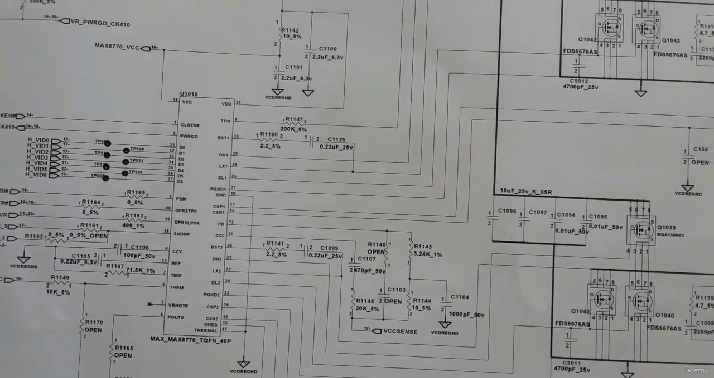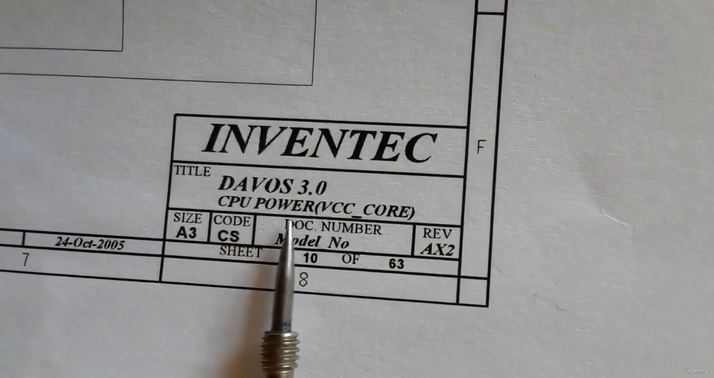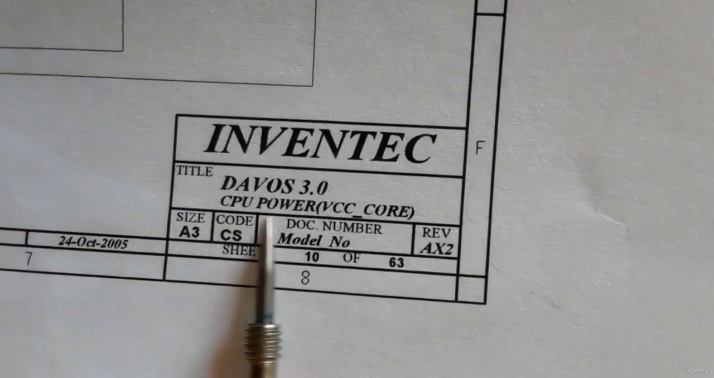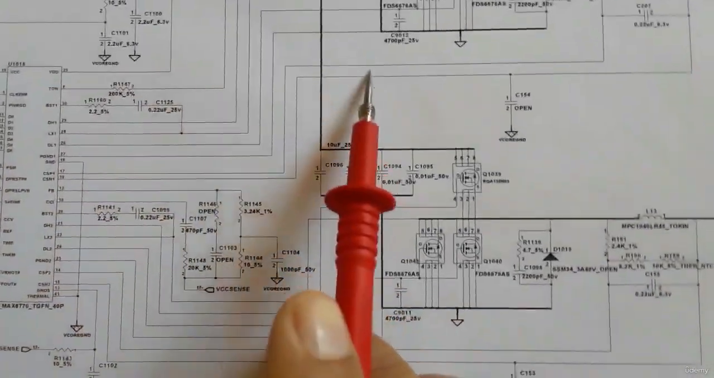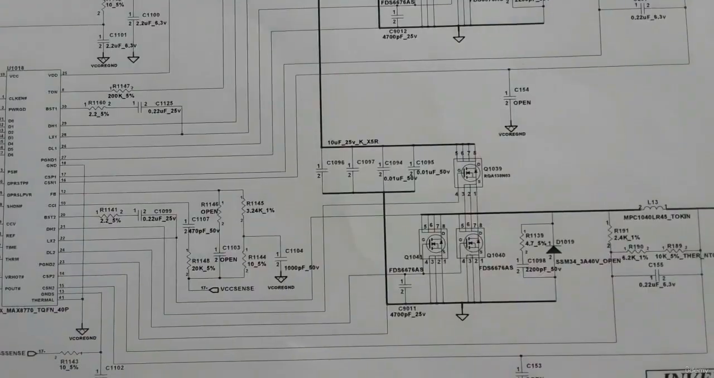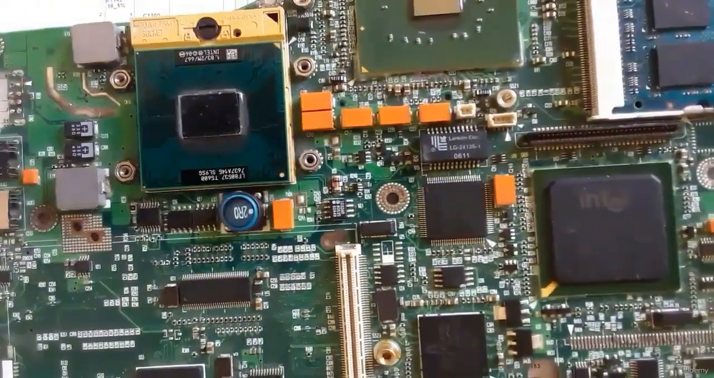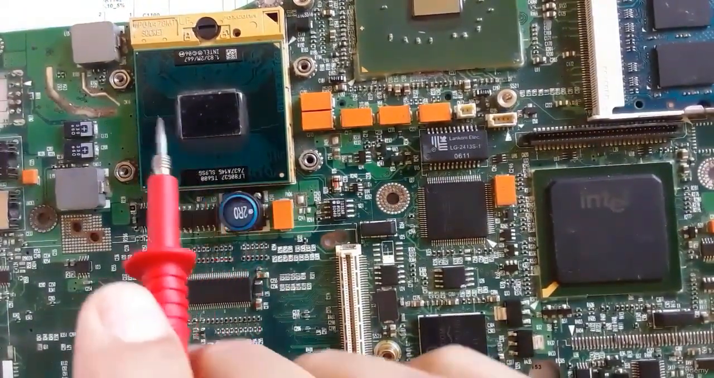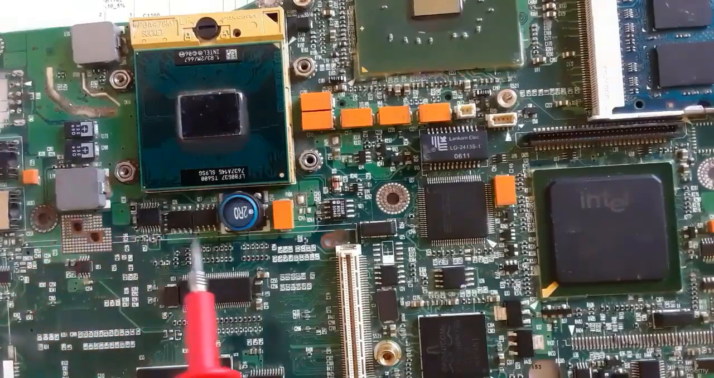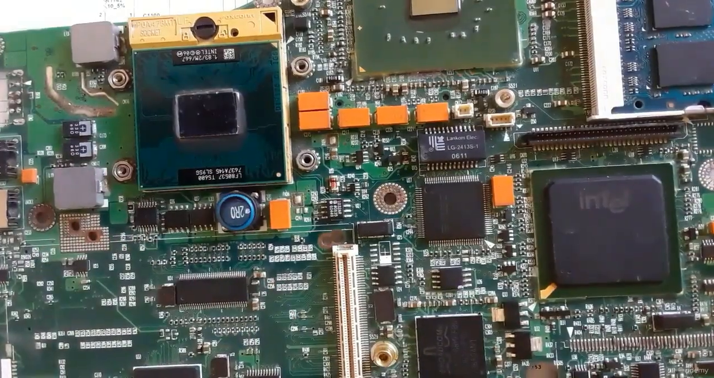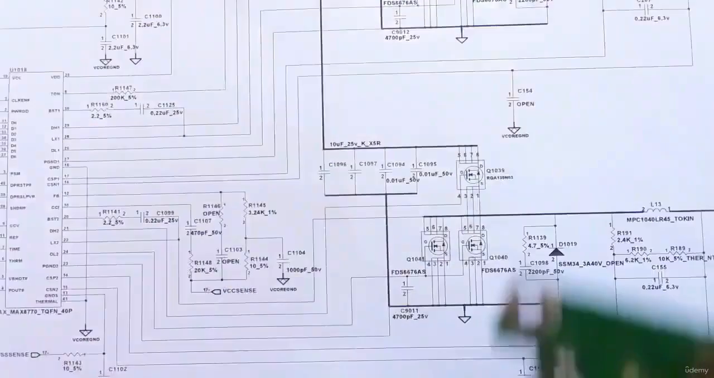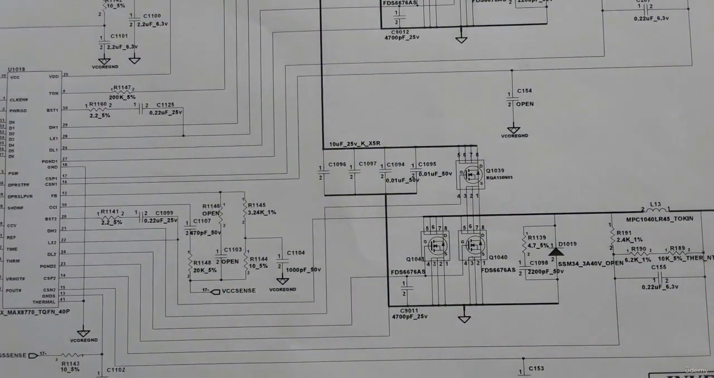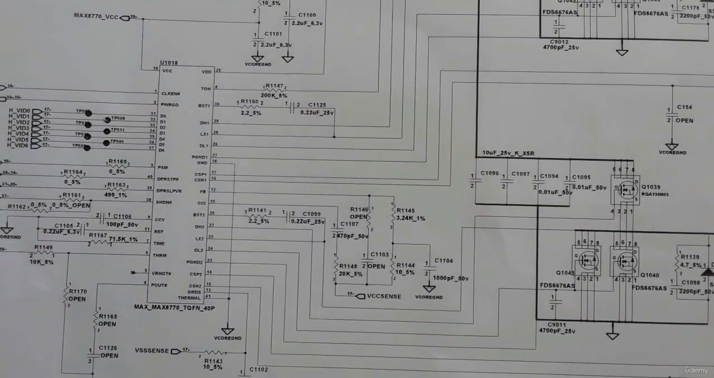Hi, so now we're going to see the CPU power management circuit. As you can see, CPU power, the VCC core. This is the circuit diagram of the CPU circuit, and here in the motherboard, this is the CPU and its circuit. The components around the CPU are responsible for generating the VCC core.